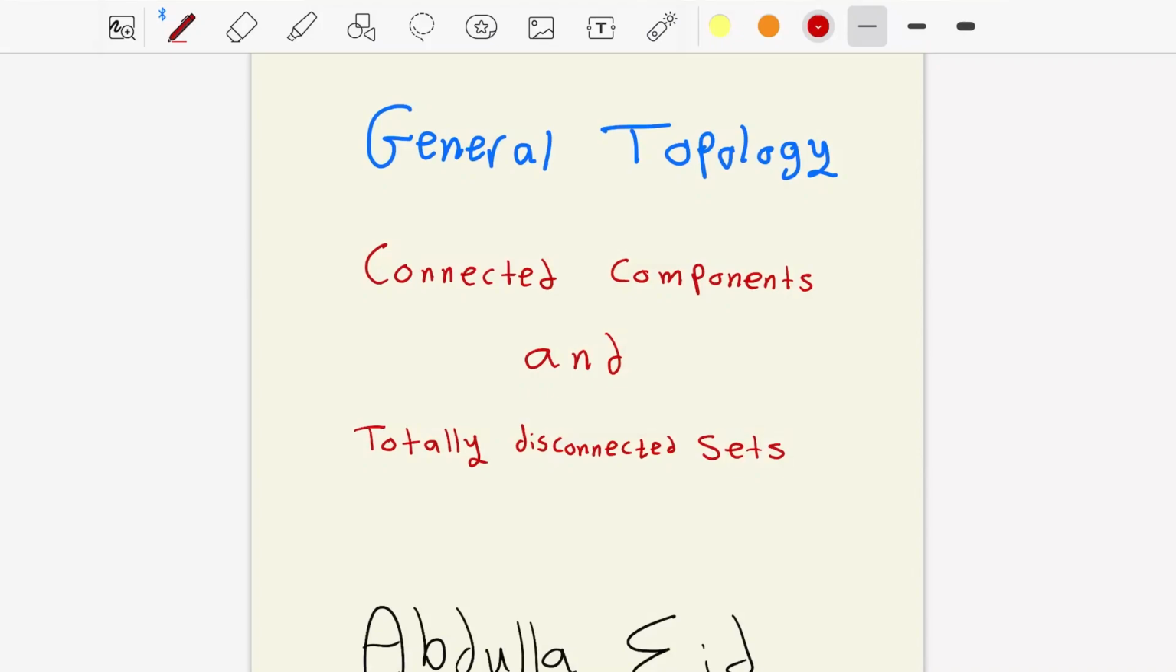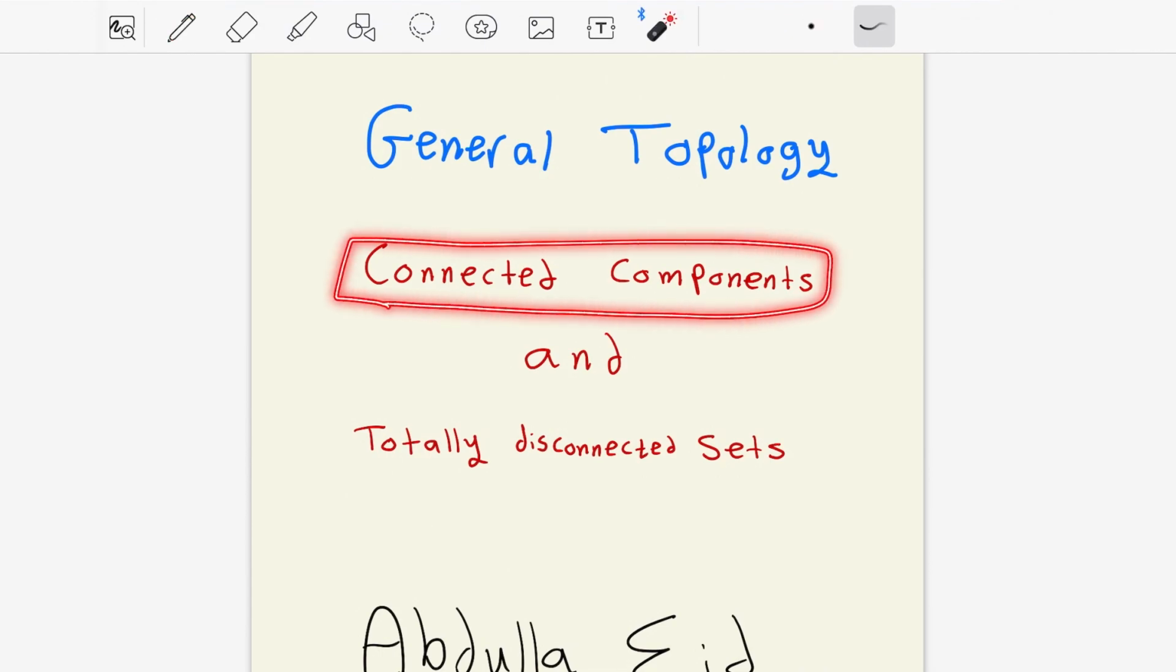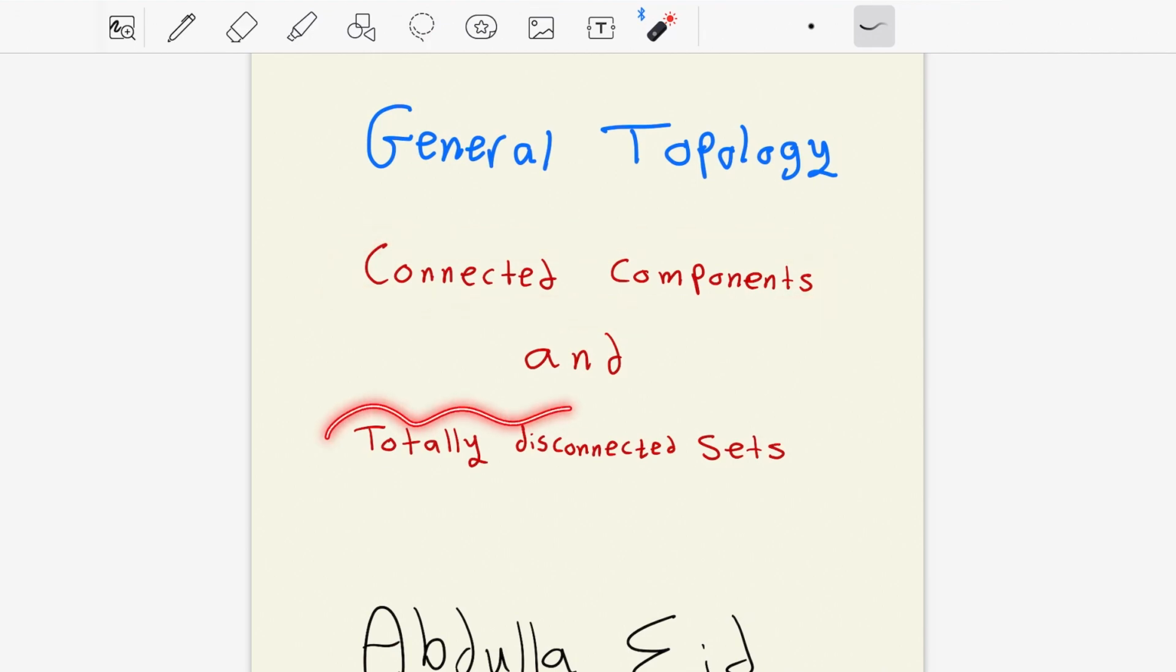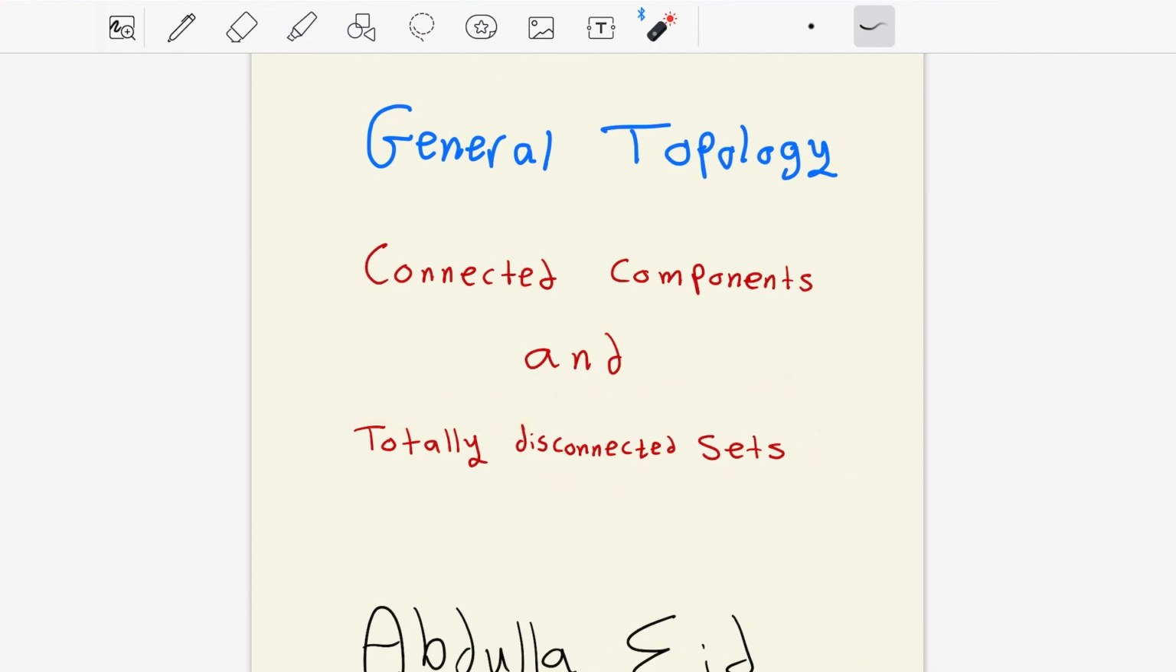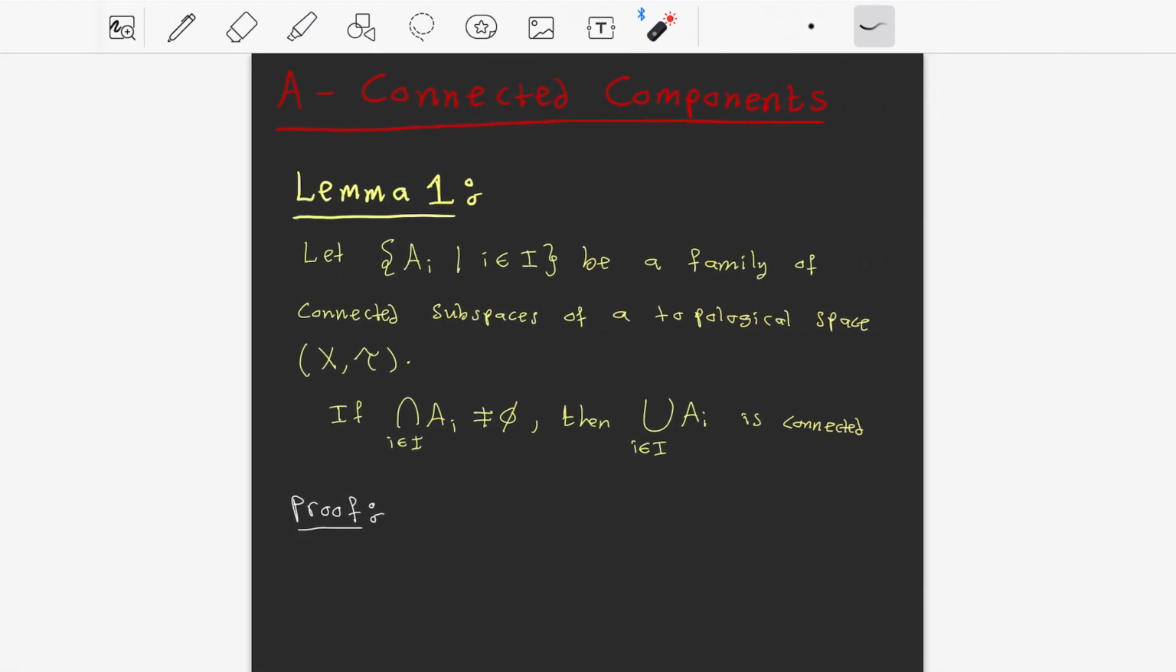Hello and welcome back to another episode of General Topology, and today we will discuss two important topics. Topic A is connected components of a set, and topic B is the definition of totally disconnected sets in general topological spaces.